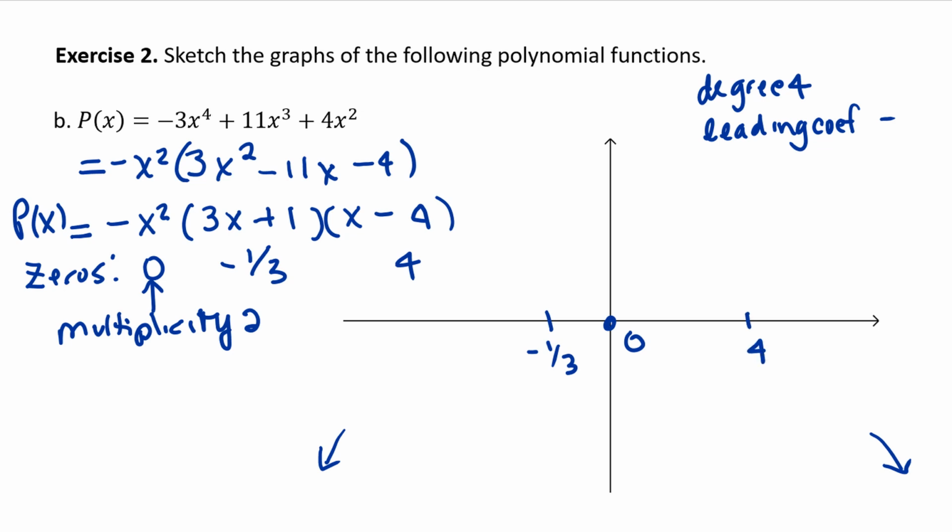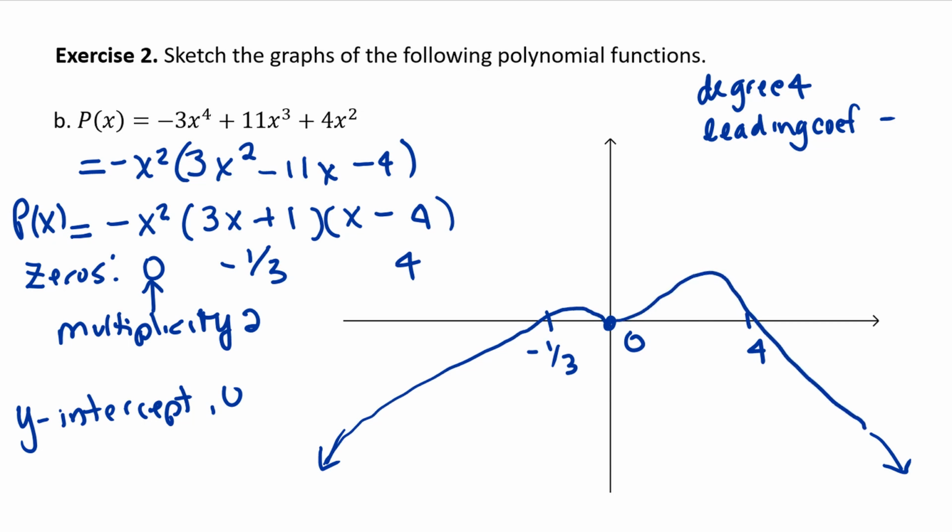Oh, and the y-intercept, by the way, we don't need to compute it because it's a function, and if x intersects the origin, then so does y. And the interesting thing to remember is that at 0, it bounces. So we go from decreasing through 0, bounce right back up, go back through 4, and come back down. This gives you a general shape of what this graph would look like.